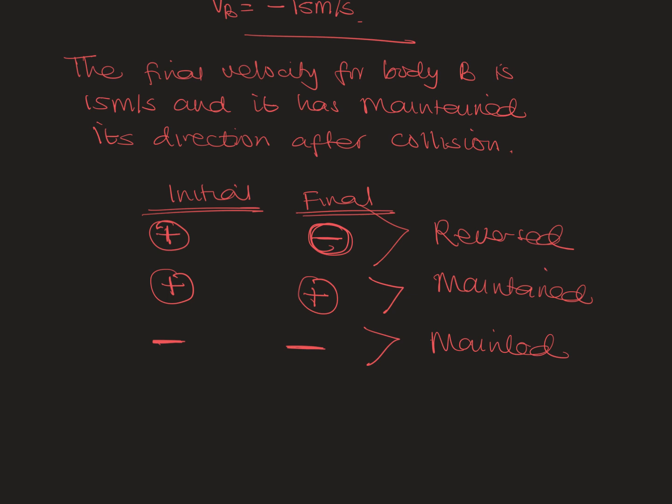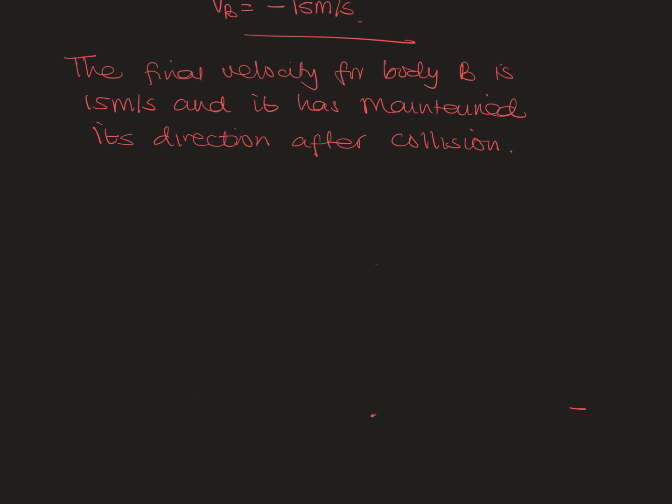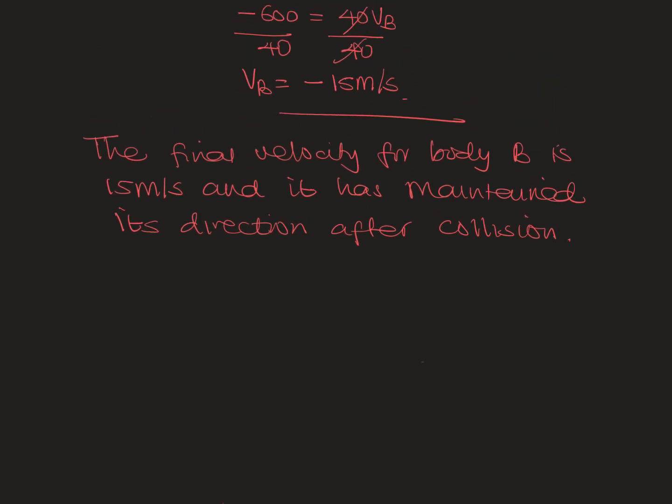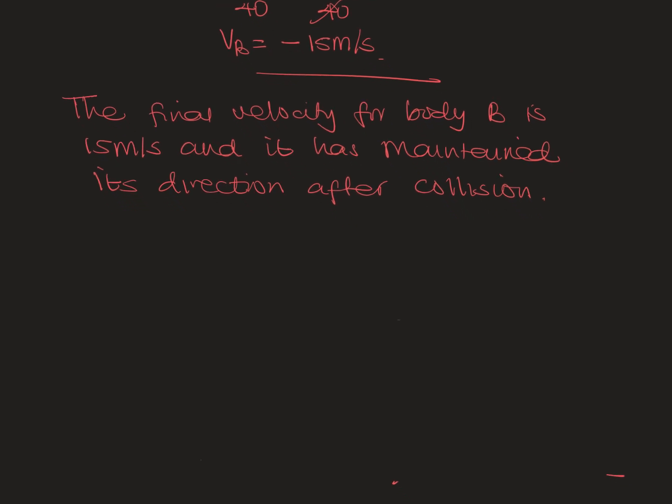But let's say the initial was negative and the final was positive, it means it has reversed its direction. So for this case, its initial velocity was in a negative direction and we got a negative final velocity, which means it has maintained its direction for body B.